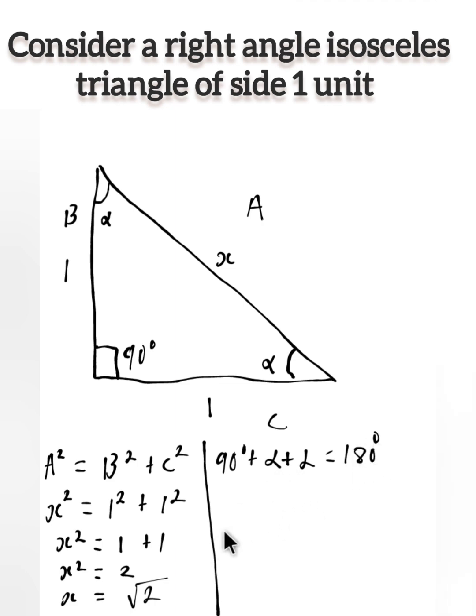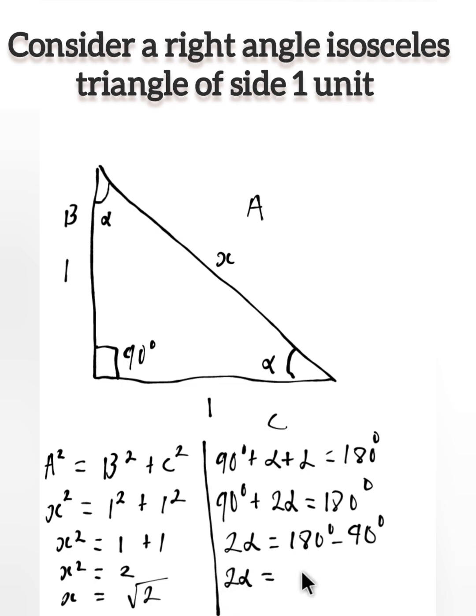To find the value for alpha, we have that 90 degree plus 2 alpha is equal to 180 degree. If we take like terms, 2 alpha is equal to 180 degree minus 90 degree. 90 will cross over to the other side of the equation. This implies that 2 alpha is equal to 180 minus 90, that is 90 degree. And when we divide both sides by 2, alpha will be equal to 45 degree. So we will be able to derive the value for alpha.